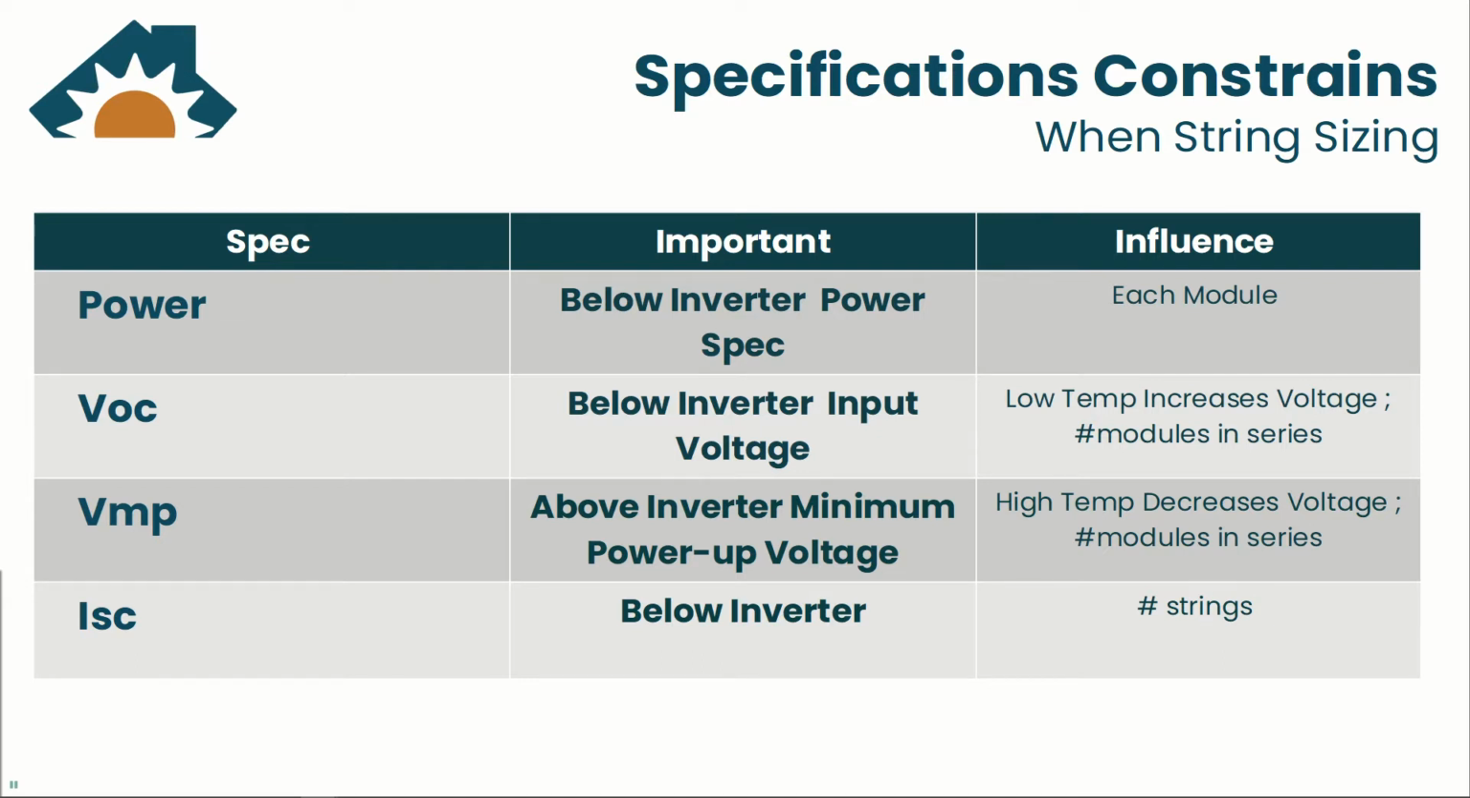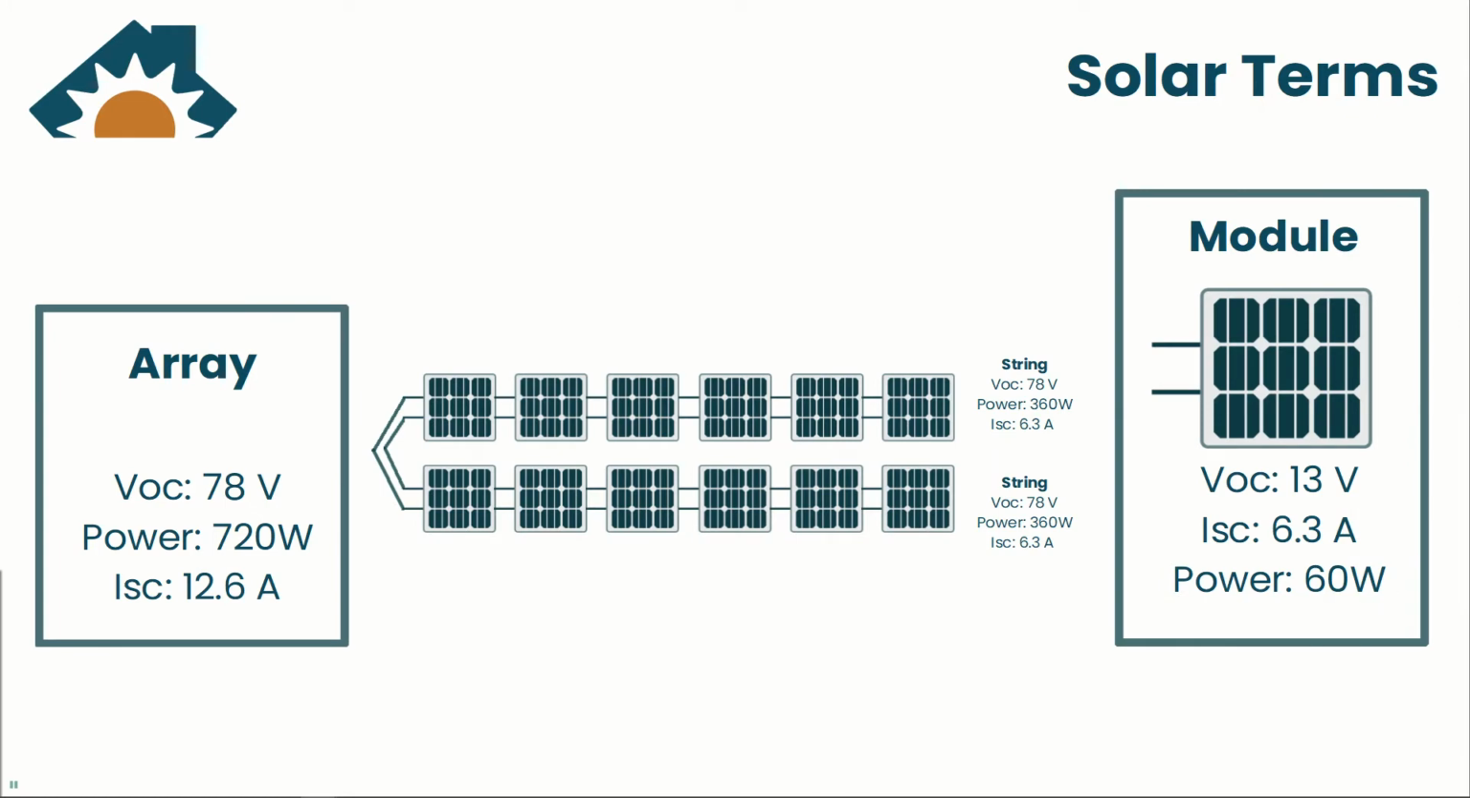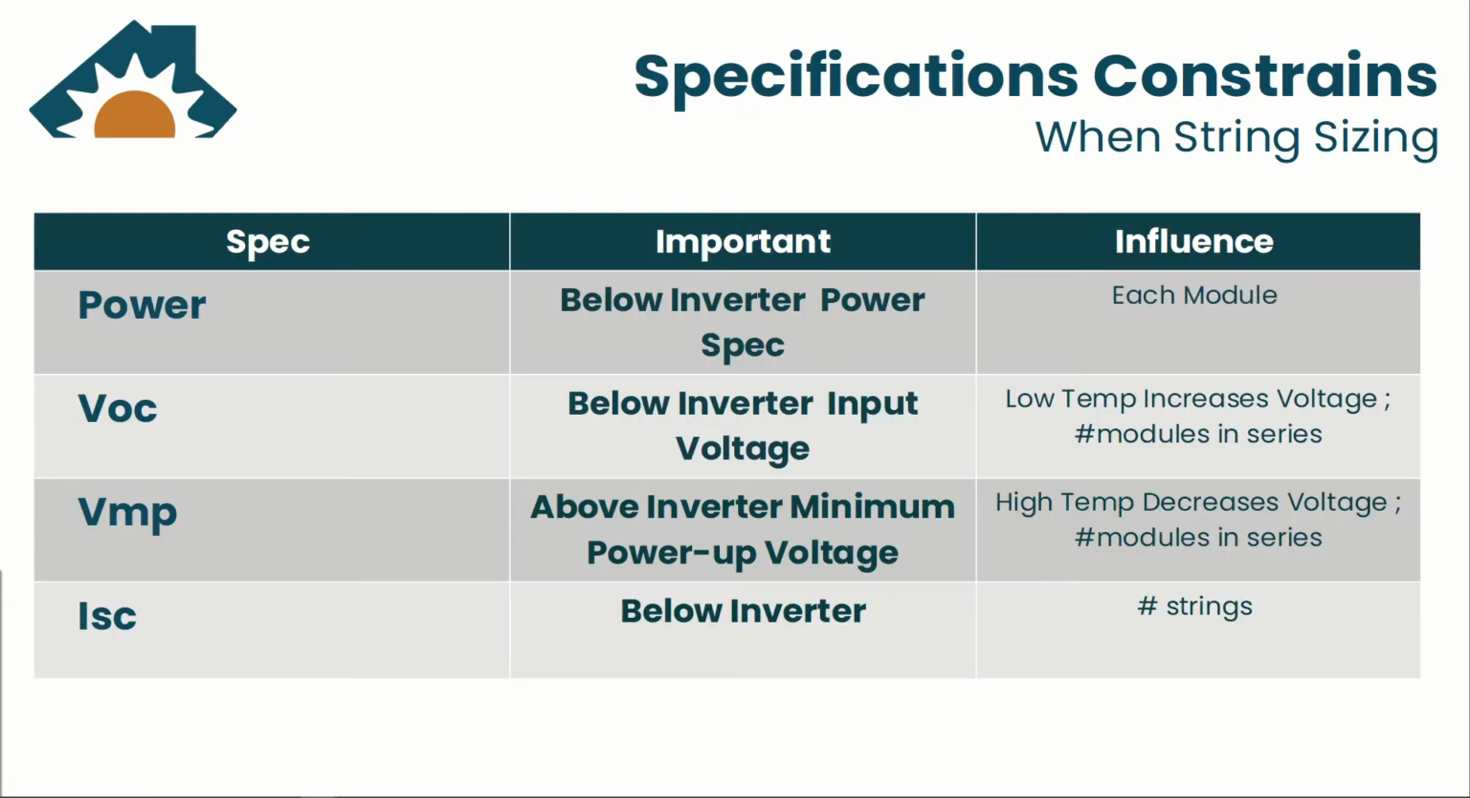Each module connected in series in a string increases the VOC. So like what we had before, let me go back. Our VOC here is 13 volts. Without temperature adjustment, we haven't done the temperature adjustment here, this 13 volts adds up 6 times, which we get 78 volts. So that's what that means.